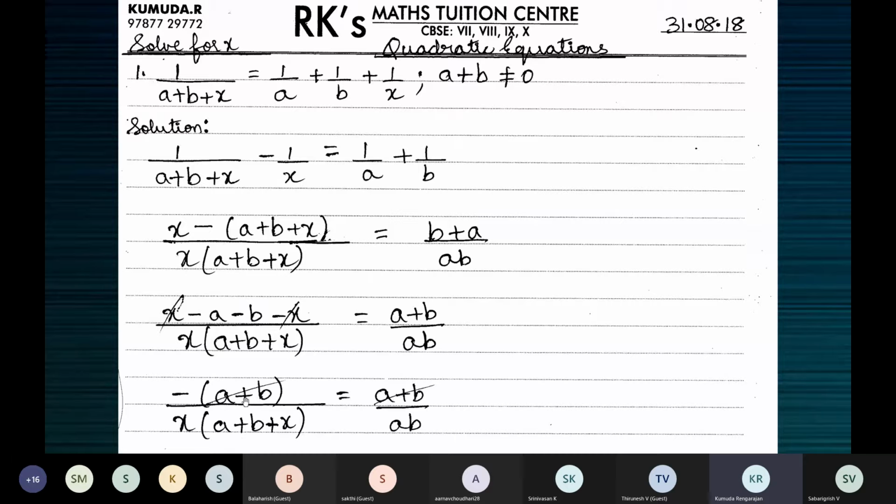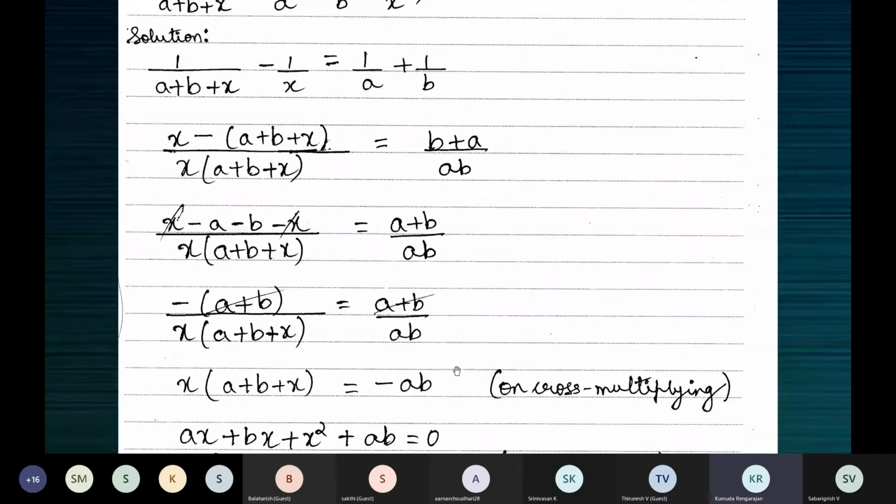So take out minus common: minus of a plus b by this denominator is equal to a plus b by ab. So a plus b on both the sides gets cancelled. Now we are left with minus 1 by x into a plus b plus x is equal to 1 by ab. Now just cross multiply. Here, this one into 1 is the same thing. This one into minus 1 will be minus ab.